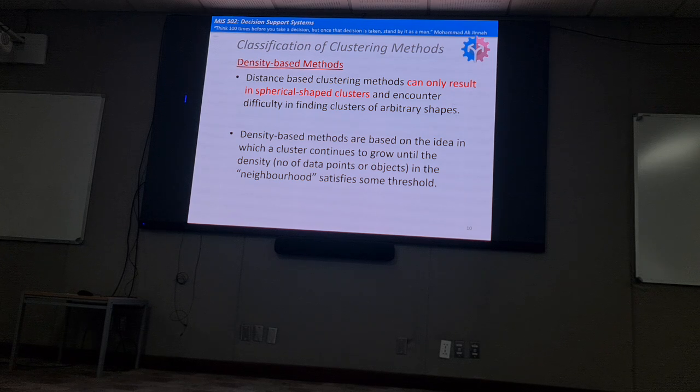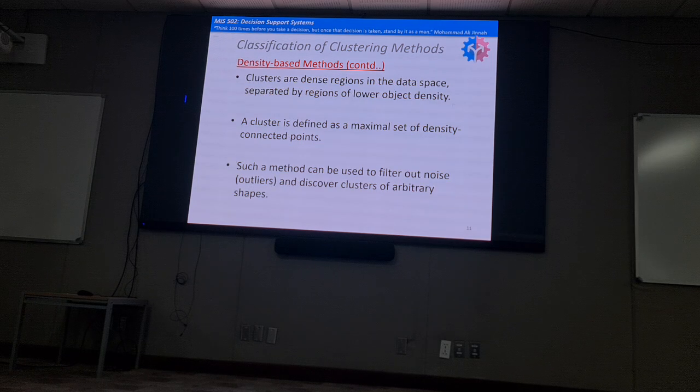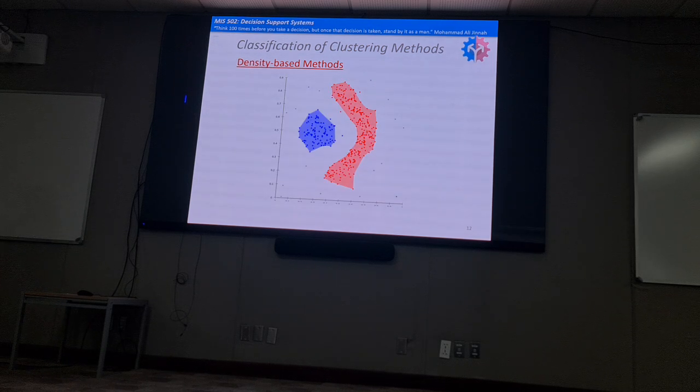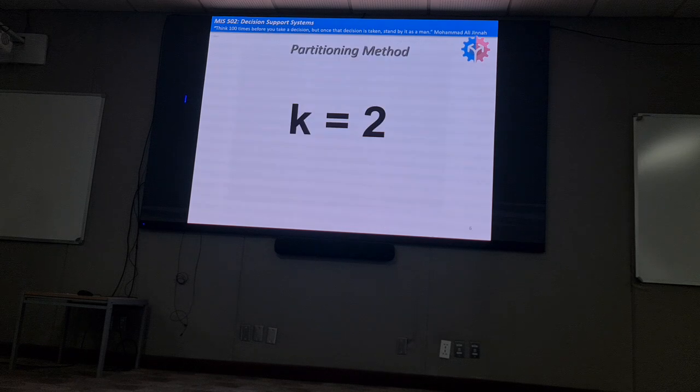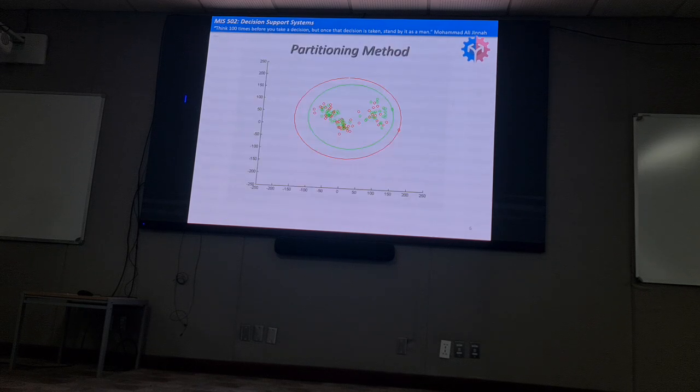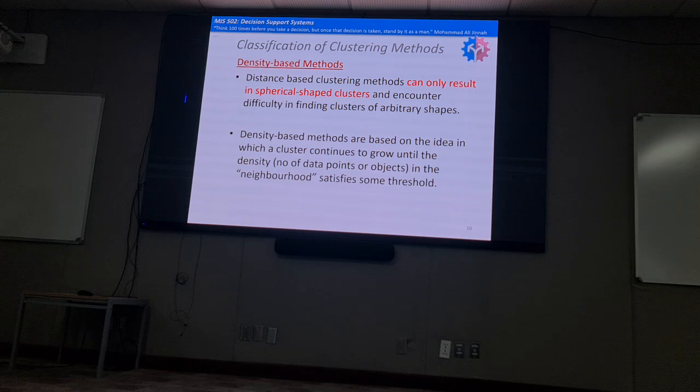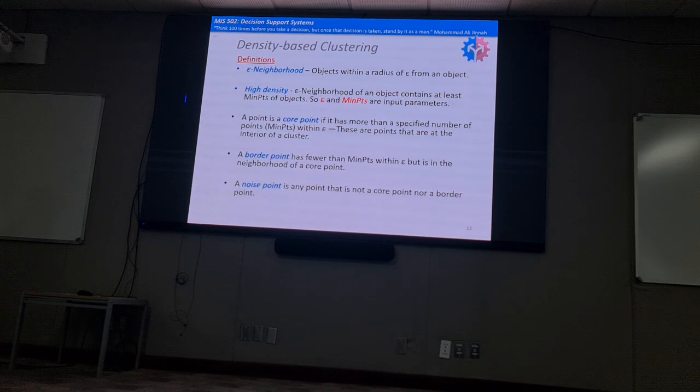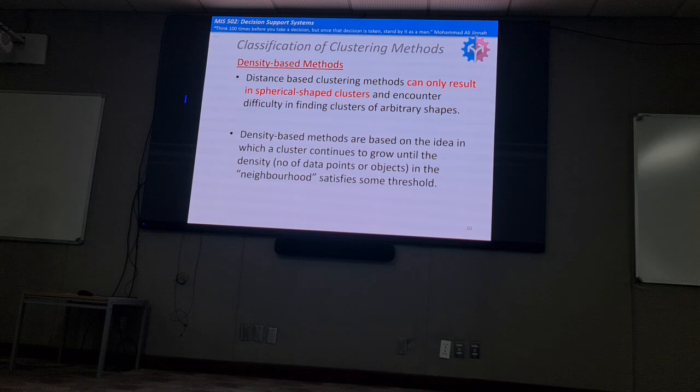It's not like a circle. Can you draw a circle for me on the other side, the red one? Does it look like a circle? No. When I showed you this example, did you notice that everything was represented via a circle? You draw a circle and then inside the circle you have everything, right? So in density-based, the basis is different, not the distance. The basis is what you call density. We'll talk about what's the difference between the two.